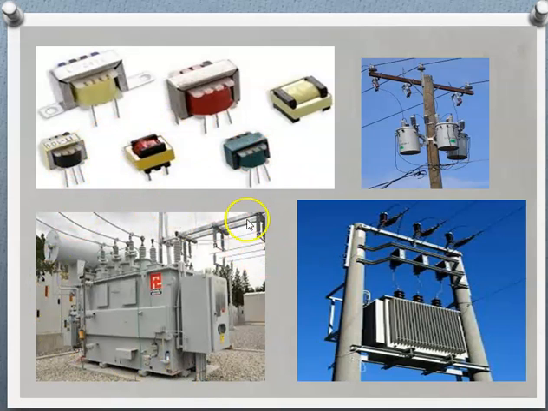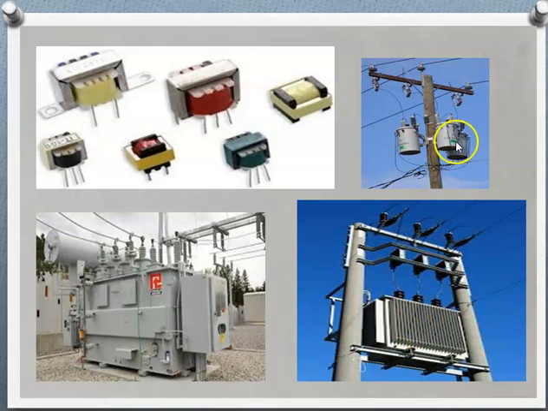These are the practical examples or practical pictures that we are using. This is a small size transformer which we use in electronic circuits. This one and this one are used as a distribution transformer, and this is a power transformer, which is used at substations. These two are used at distribution poles. These are distribution poles which are distributing power to various consumers.